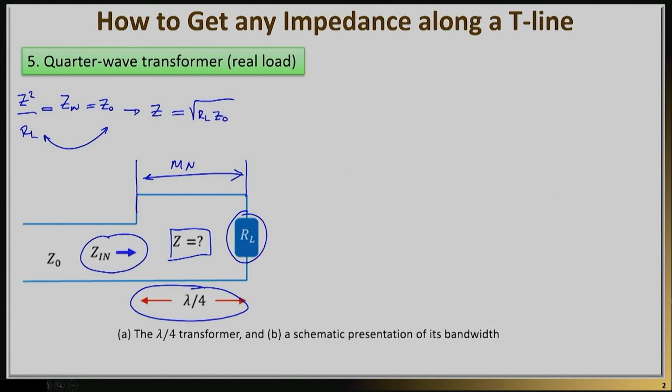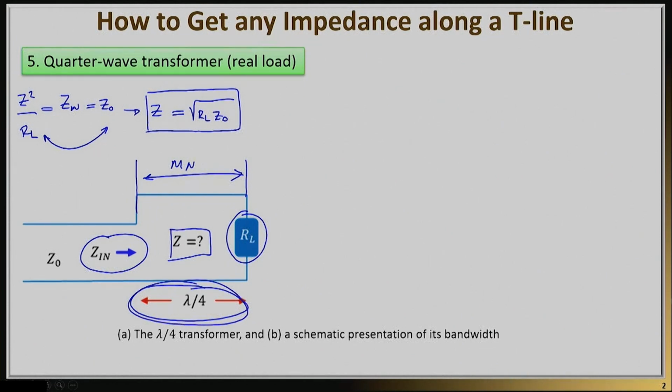In other words, the unknown impedance Z is actually the geometric mean of the load that you have, RL, and the characteristic impedance Z0. It's such a beautiful and intuitive result that I strongly recommend that you remember it. Now, as you can imagine, this matching network works perfectly well, but only at the frequency where the transmission line has a length of lambda by 4.